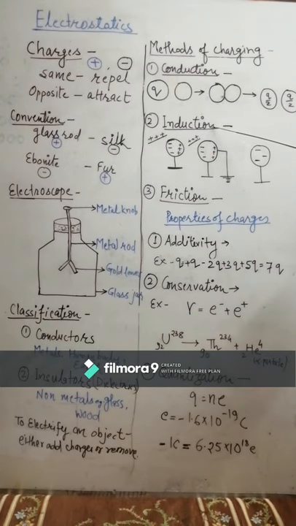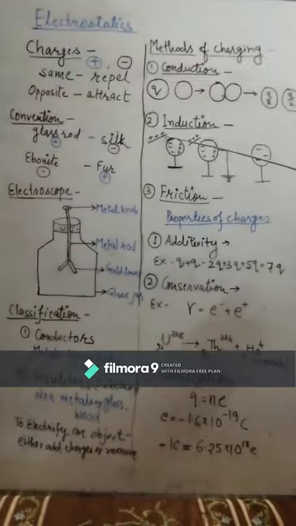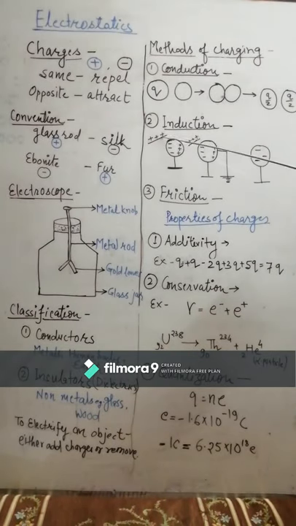Second is induction. In induction, there is no contact between two objects. Now you see, if we bring a charged metallic rod near a metallic sphere which is kept on some insulator, and if a positively charged rod is brought near the sphere, all the electrons will be attracted towards this rod, come to this side, and deficiency of electrons gives positivity here. Okay.